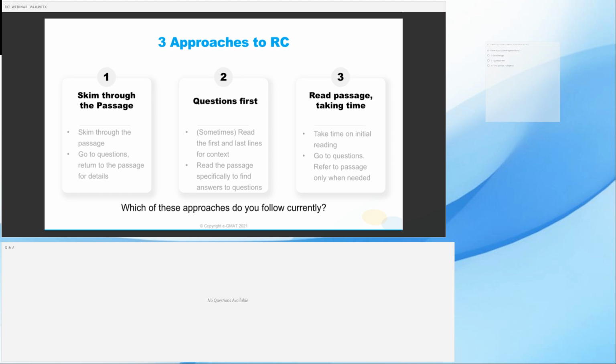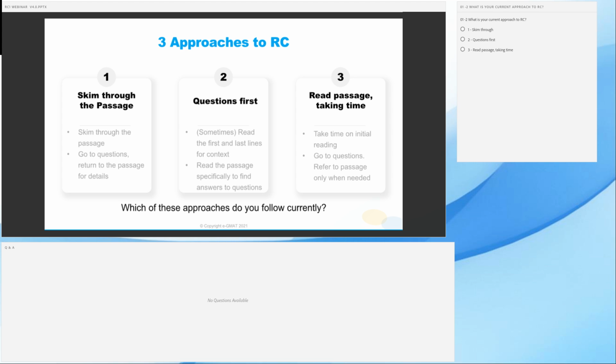What's your current approach to GMAT RC? The first approach is you skim through the passage, then you go to the question and you go back to the passage to make sure that you answer the question. The second is you don't care about the passage, you go through the questions first. You may actually just read the first and last line of every paragraph, but other than that, you first go to the questions overall, and then you go back to the passage. The third is you actually spend time reading the passage up front, and then you go back to the question, and if you need to, you'll go back to the passage.